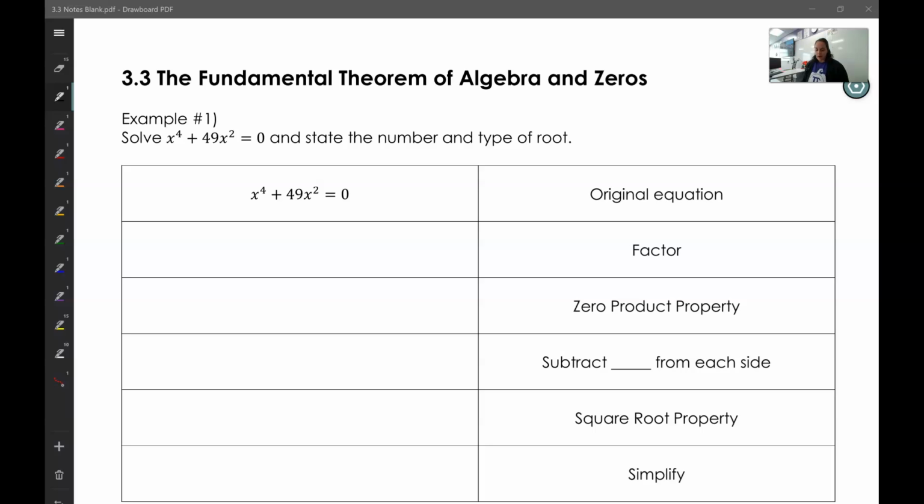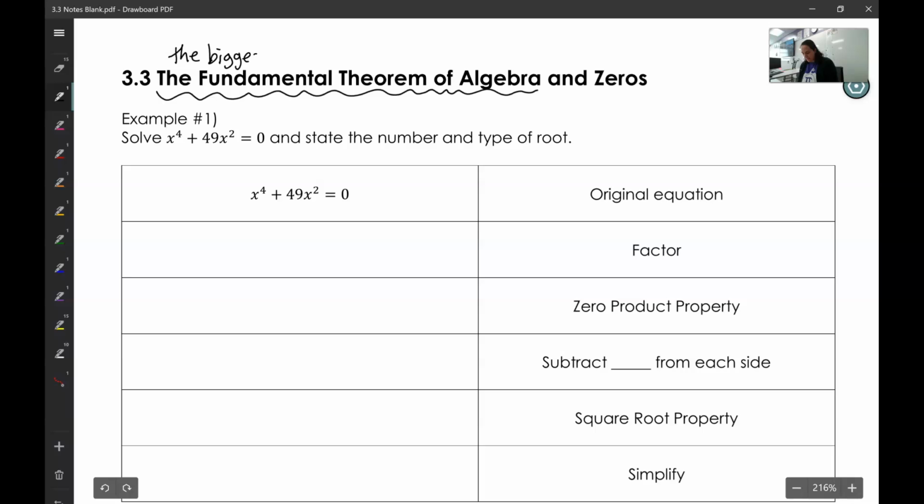Welcome to lesson 3.3, where we are going to talk about the fundamental theorem of algebra. Now, the fundamental theorem of algebra sounds very intimidating, but it's actually pretty simple. All the fundamental theorem of algebra says is that the biggest degree or exponent of your polynomial equals the number of roots, zeros, or solutions.